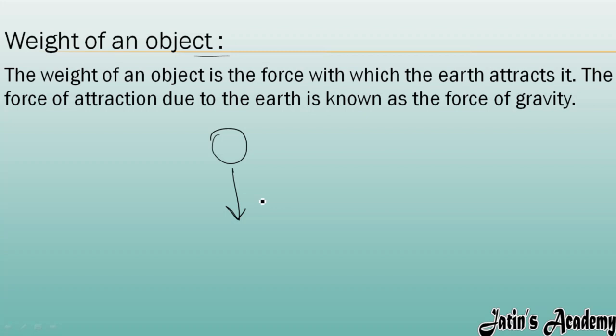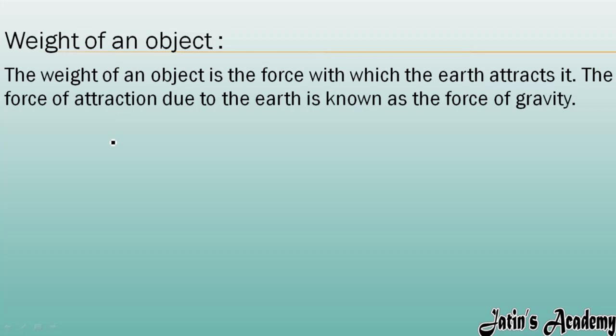So each and everything is going towards the center of the earth, or each and everything is attracted towards the earth. By which force is it attracted toward the earth? This is the force of gravitation or gravitational force. In a similar manner, each and every body attracted toward the surface of the earth, that force is nothing but the weight of an object. Means the force by which this object is attracted towards the earth, that force is nothing but the weight of an object. So, what is weight? It is clear to you.